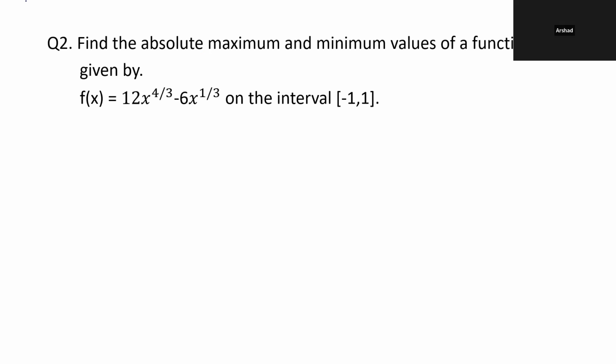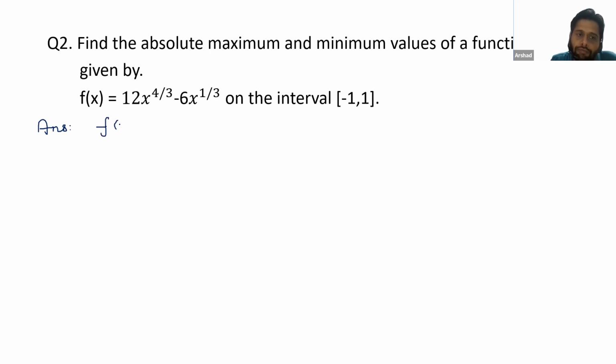No, there's no need to differentiate two times. In maximum and minimum values, there's no need to differentiate again. You need to find the critical points. Okay, I will solve this for you. And tomorrow you have a test on maxima and minima. So 12x to the power 4 by 3 minus 6x to the power 1 by 3. Very good, Rifat. It is correct. Now you understood that at 0 this function is not differentiable.